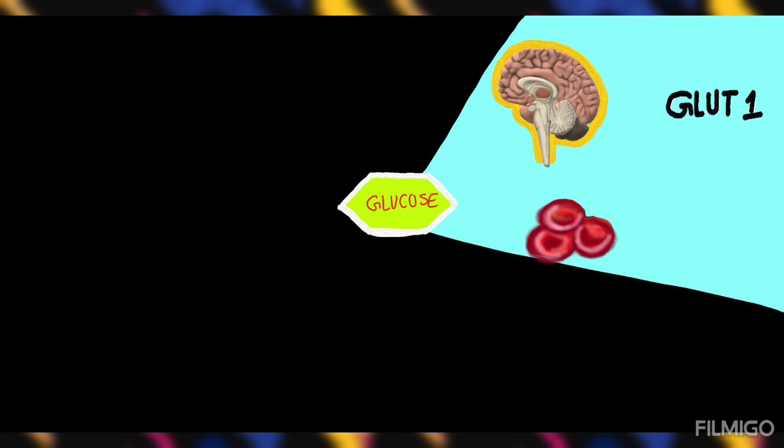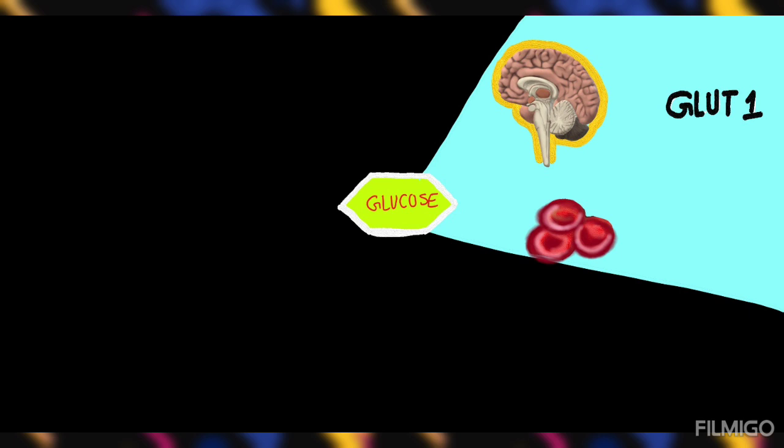Glut1 is present on the surface of the cell membrane. It is a protein found in the blood-brain barrier, placenta and the red blood cells. But it has very low affinity towards glucose. It means there should be a high concentration of glucose in the blood for the diffusion.